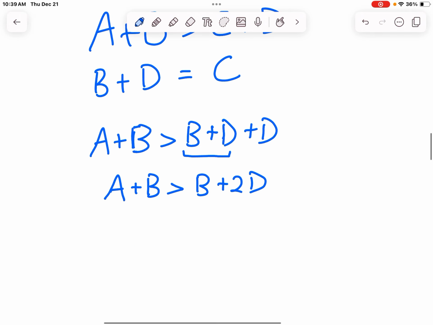So now, using my algebra skills, I know that if I subtract one thing from one side, I have to subtract it from the other side so that it stays equal. Here I have 2 B's. I'm just going to subtract each of them, and it cancels them out. So now all I have is A is greater than 2D.